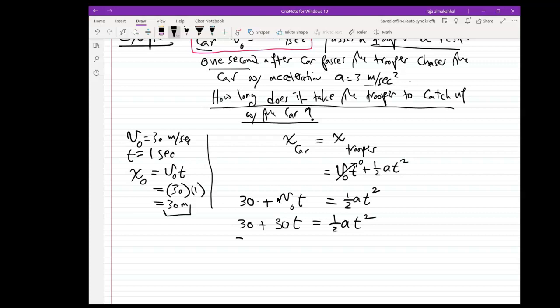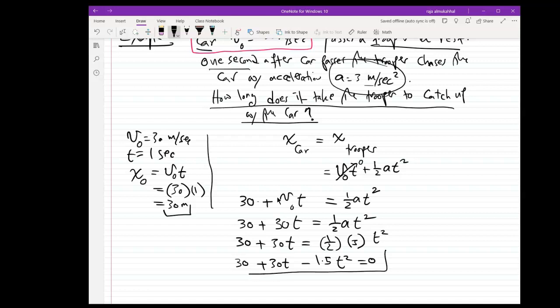So I have here 30 plus 30t equals 1/2 times a, which is given to us. It's 3 right there, right? See it? Times t squared. And I would clean it up a little bit. I have here 30 plus 30t minus 1.5, excuse me, t squared equals 0.